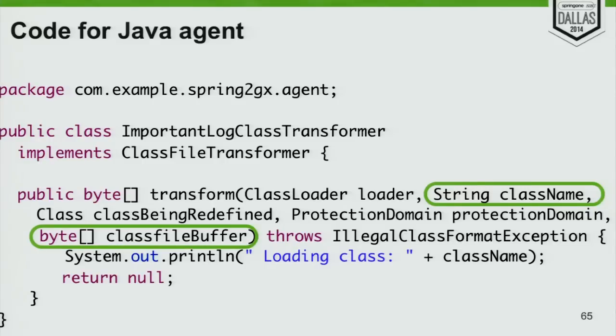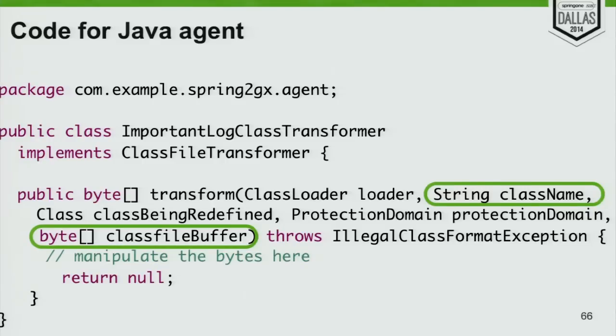We also get the byte array that represents the class. So really what we want to do is manipulate the bytes here, and then instead of returning null, return the modified bytes. When you return null, that tells the JVM that you don't want to make any modifications to the bytes and to use the bytes as is.